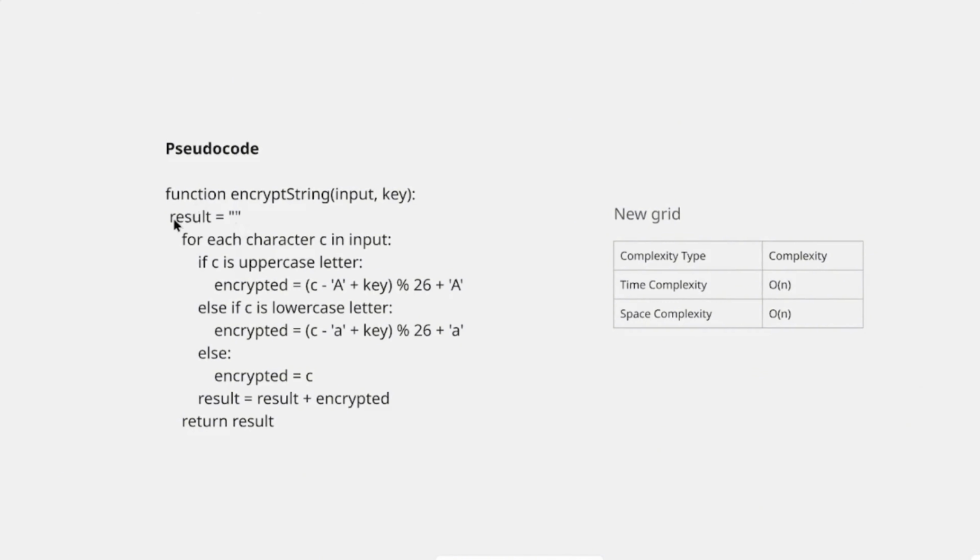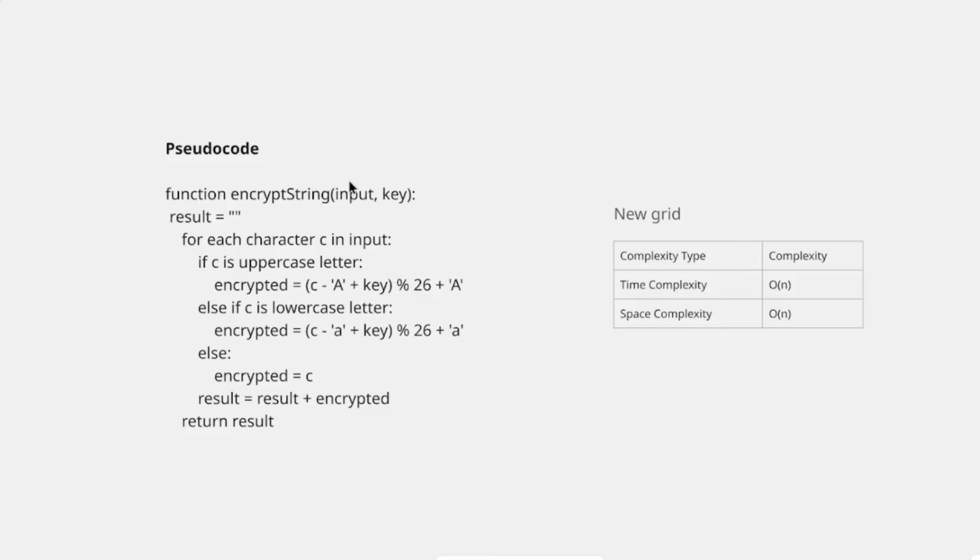So here, our input and key value are given, and we are creating an empty string, and in that empty string we are going to traverse each and every character. If it's an uppercase, we are going to encrypt. So encrypt C minus capital A. Because C is a character, let's see the pseudocode.